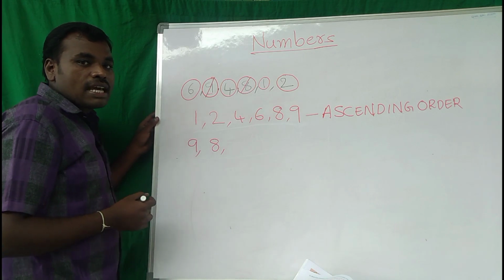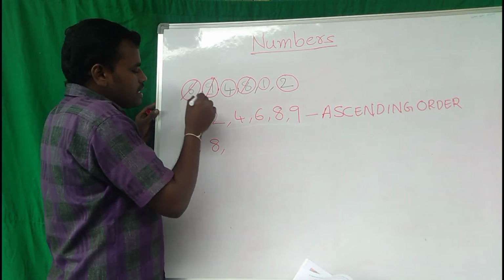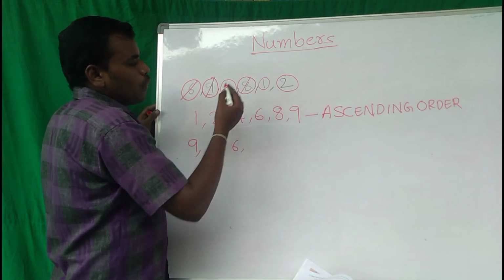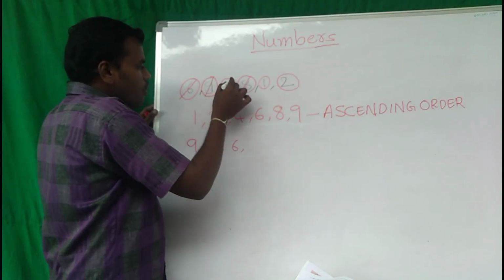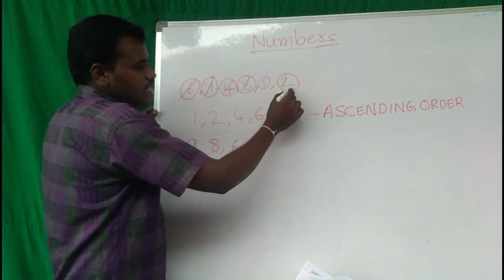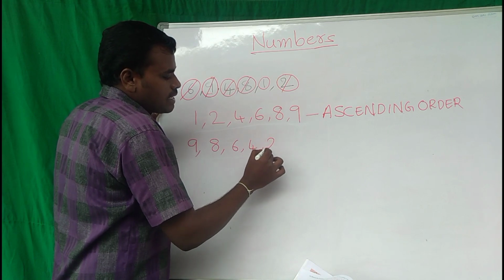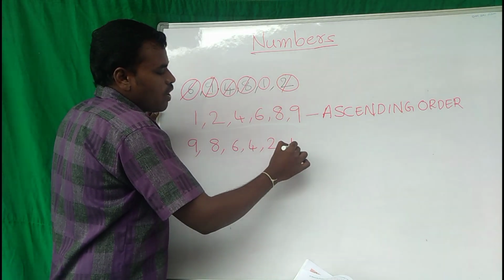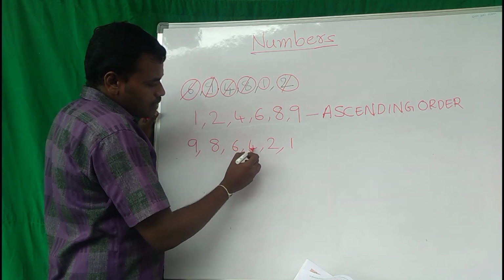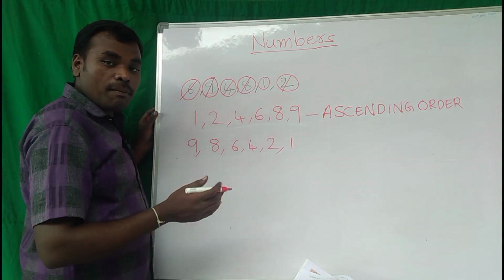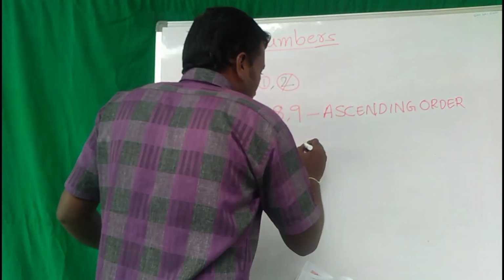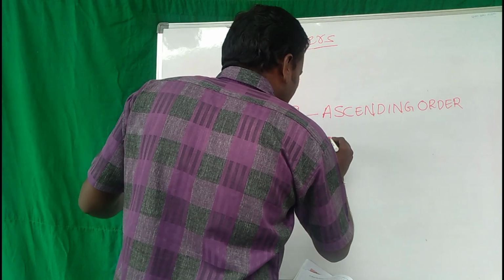The remaining numbers are 6, 4, 1, 2. Which is the biggest? 6, so write 6. Then among 4, 1, 2, 4 is the biggest, so write 4. Of the remaining 1 and 2, 2 is the biggest, so write 2. The remaining one is 1. Now see this form: 9, 8, 6, 4, 2, 1. From big to small, this order is called descending order.